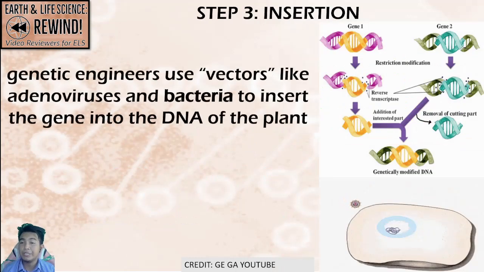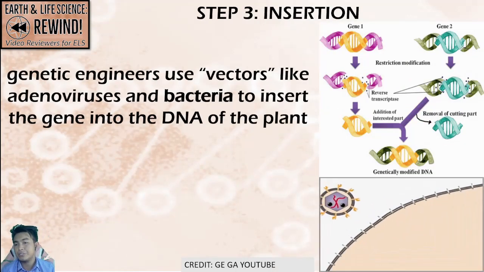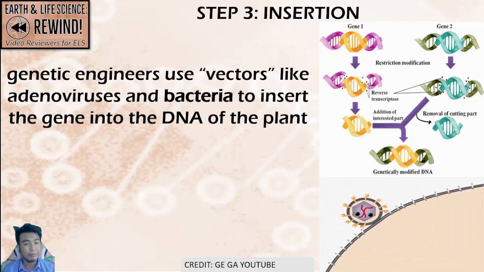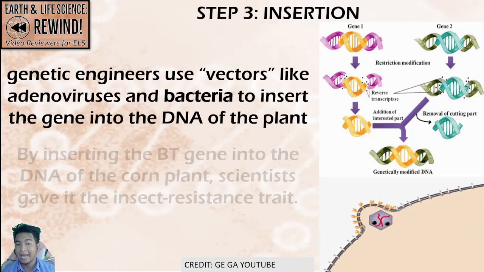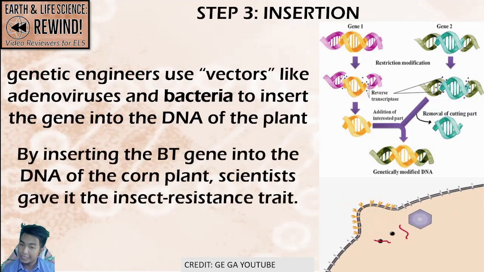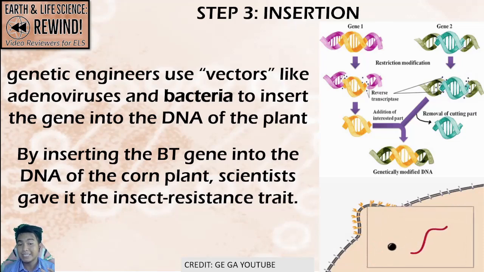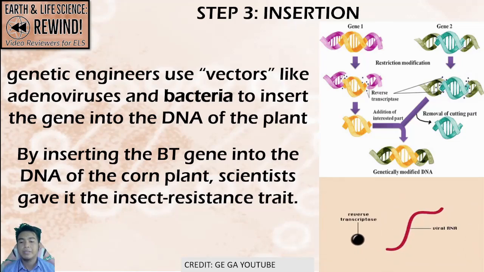After successfully copying that gene, genetic engineers use vectors, adenoviruses or bacteria, to insert that gene into the DNA of the crop or the animal. By inserting the Bt gene into the DNA of the corn plant, it gets its insect resistance trait embedded in its genetic information and expressed afterwards.